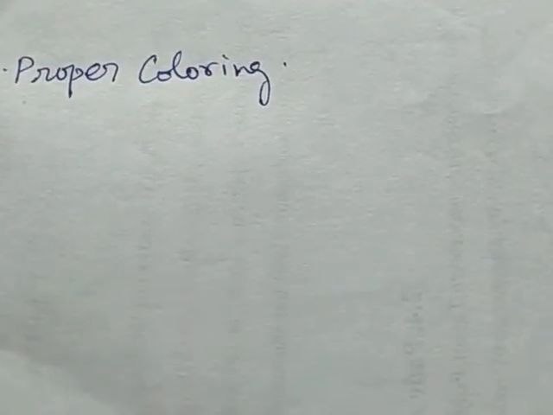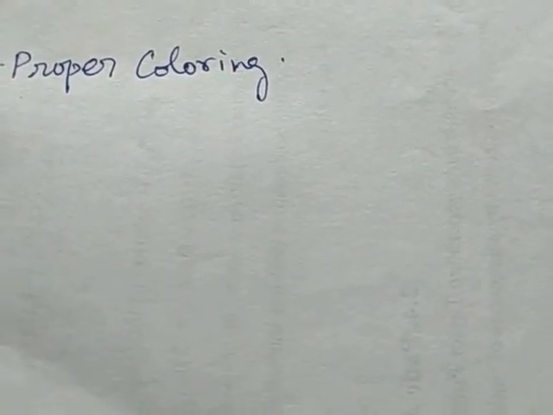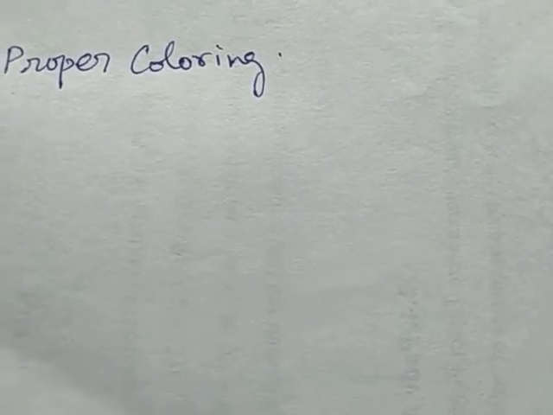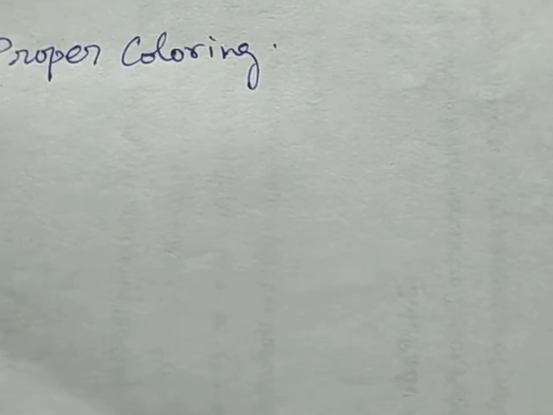So the very first thing is we are going to study proper coloring. When we color a graph, no two adjacent vertices have the same color. In such a way, if we color a graph, then that graph is known as a proper colored graph.